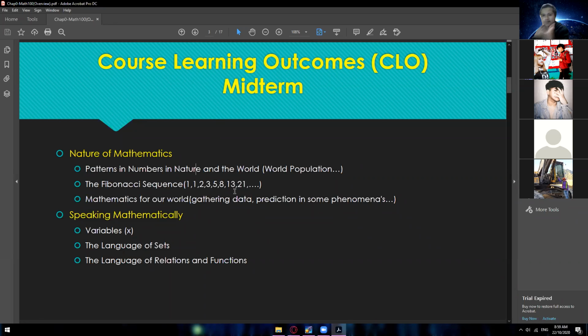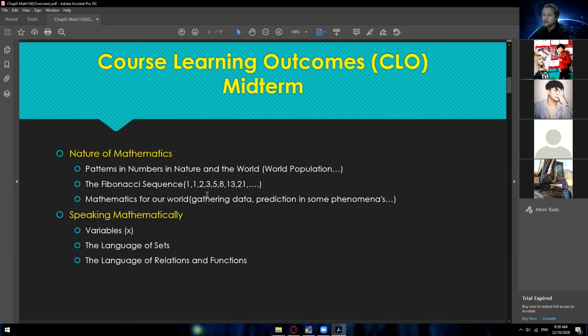So kailangan nyo rin to kasi ito yung common na nangyayari lagi sa atin, sa paligid natin. Every second, every minute, thousands or even millions ng pinapanganak. Okay? Hindi naman siguro million, exaggeration. Siguro thousands. Okay? Every second, thousands ng pinapanganak. Okay, may pattern din yon kung gaano kadami or gaano kabilis dumami ang tao dito sa mundo natin. Okay, second one is the Fibonacci sequence. So, isa sa mga pinakasimpleng pattern na na-figure out ni Mr. Fibonacci. And then third one is mathematics for our world, like gathering data, and then prediction in some phenomena.